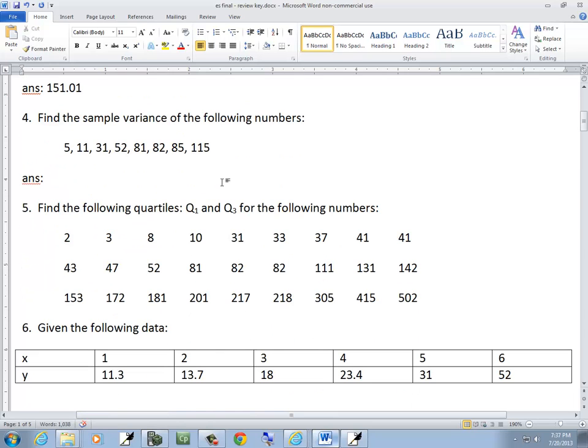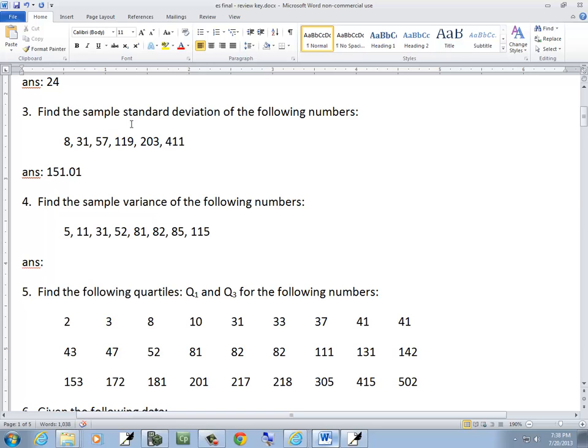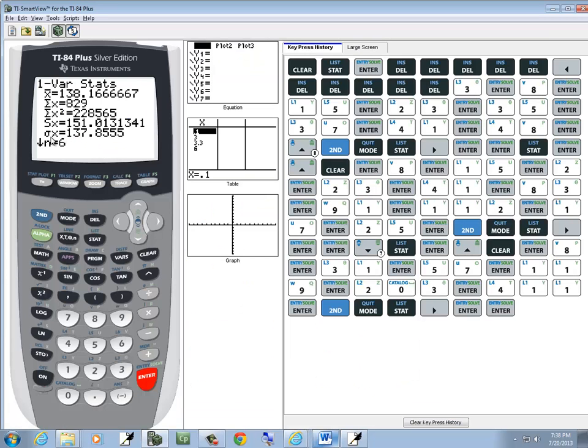Number 4. Oh, by the way, if the problem, instead of asking for sample standard deviation, asks for population standard deviation, that's this one right below it. It looks like a little o with a flip. That's sigma x. 137.86 would be our answer.